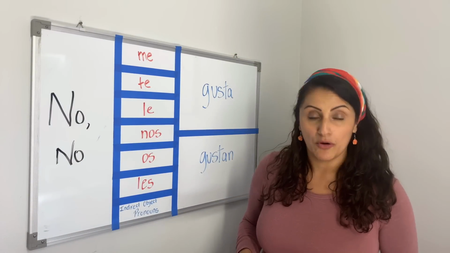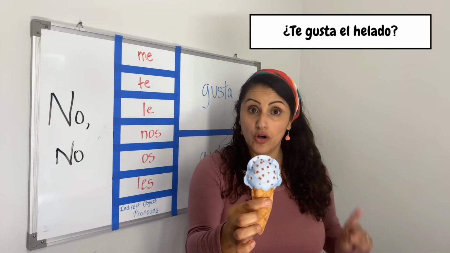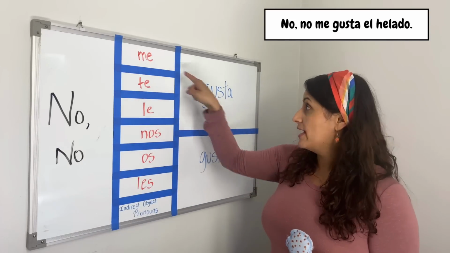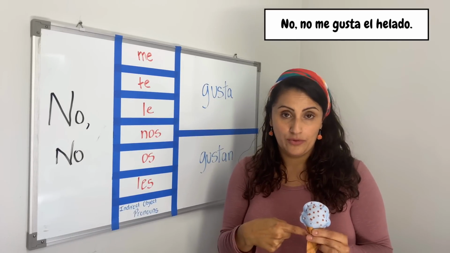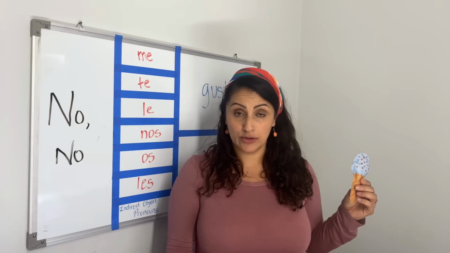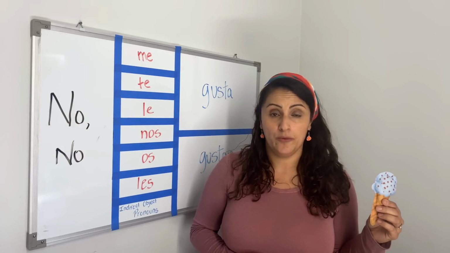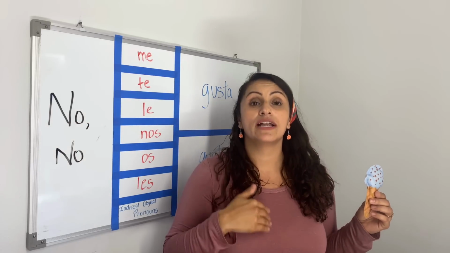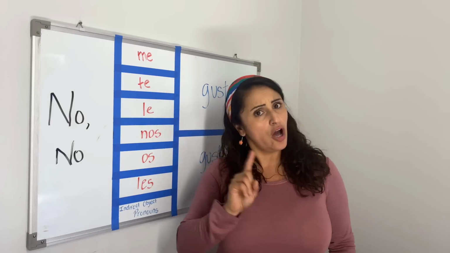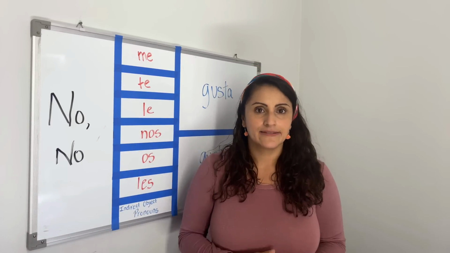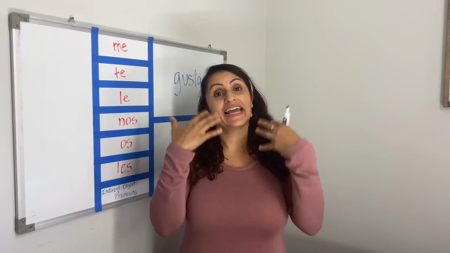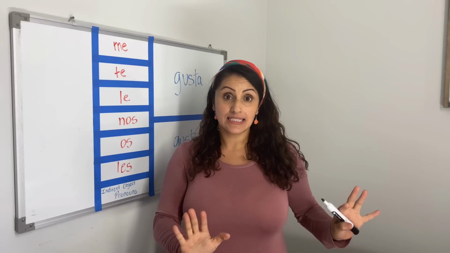So for example, ¿te gusta el helado? Do you like ice cream? No, no me gusta el helado. Now, if you were just talking and you were saying, I don't like ice cream, you don't need that extra no. That extra no is only when you are answering a question, because just like in English, you have to say no, and then you say, I don't like. That's it. So remember, anytime that somebody asks you a question, it's a little bit different.